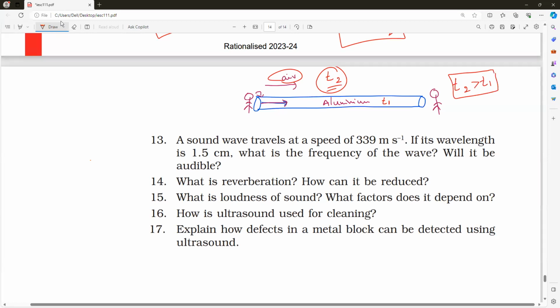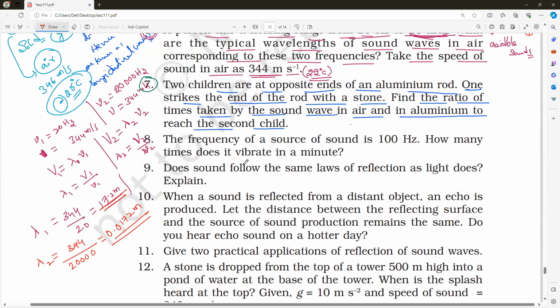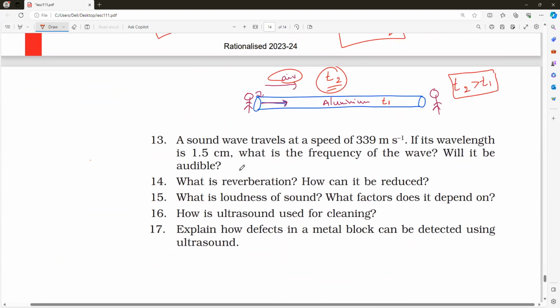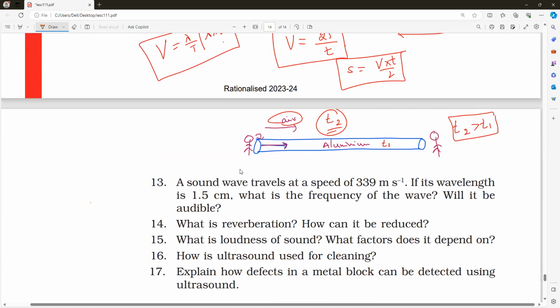We don't know anything about the aluminium rod. See, this is what is very important. Two children are at opposite ends of an aluminium rod. One strikes the end of the rod with a stone. Find the ratio of the time taken by the sound wave in air and in aluminium. Nothing is given, but it is full of numerical. So two things you have to know. One is the speed of sound. Let the length of the aluminium rod be L. Because we need to know the distance. Am I right or wrong? Let the length of the aluminium rod be, how much, guys?